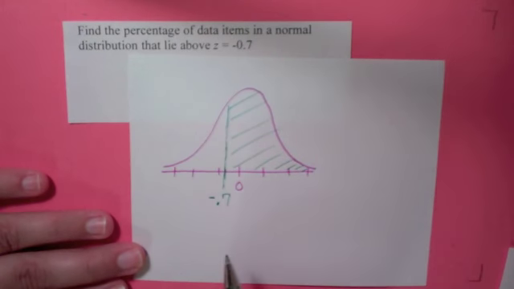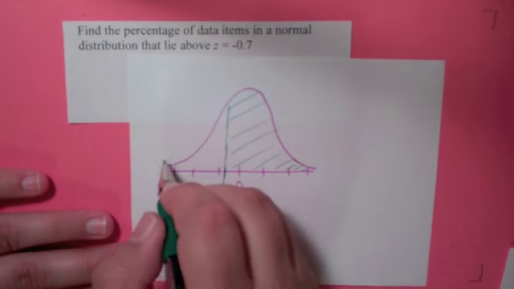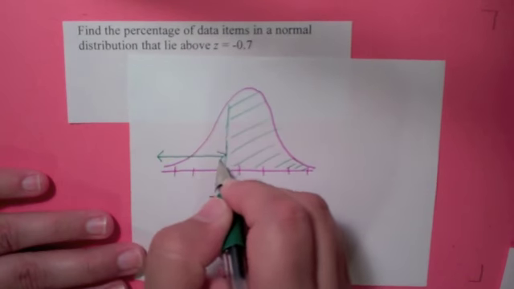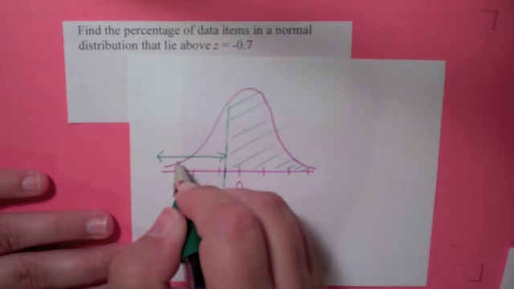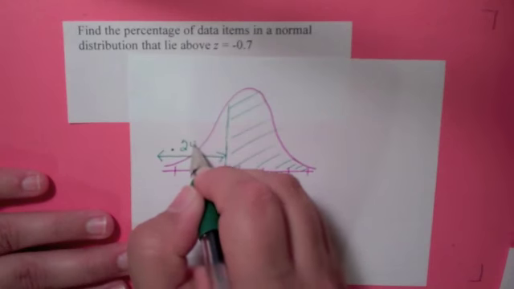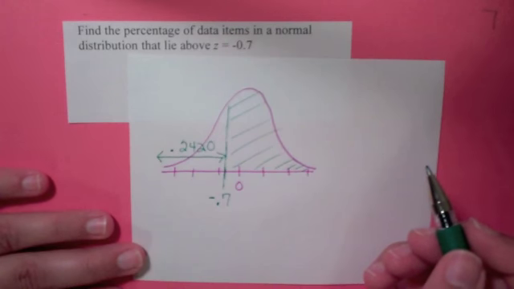Alright, so I look up negative 0.7 in my table. And when I look up negative 0.7, remember it gives me area to the left. This is the left side. And if I look up negative 0.7, it says 0.2420. Well, that's not the side I want.